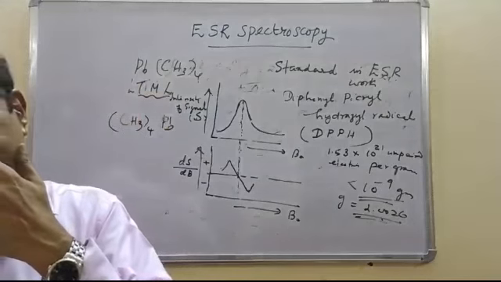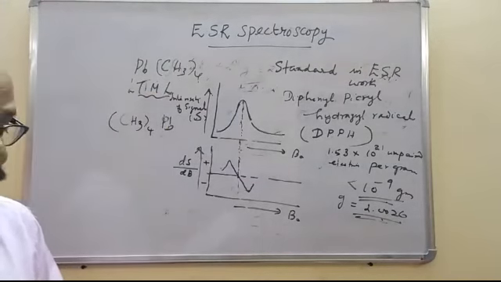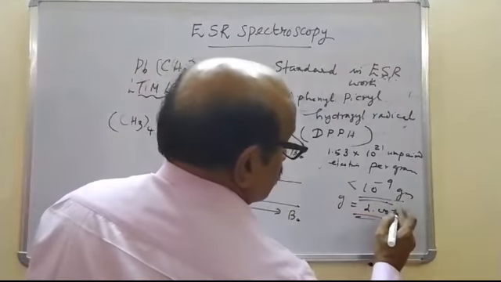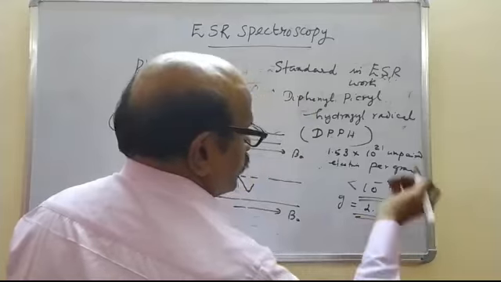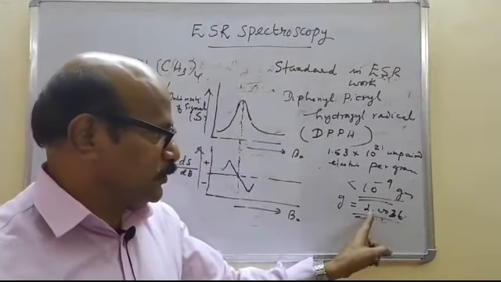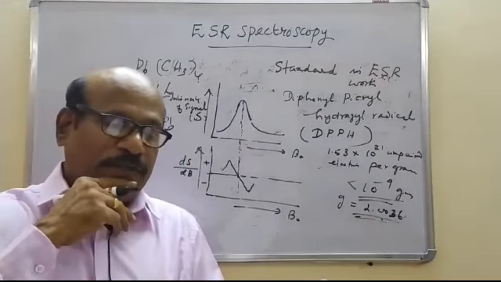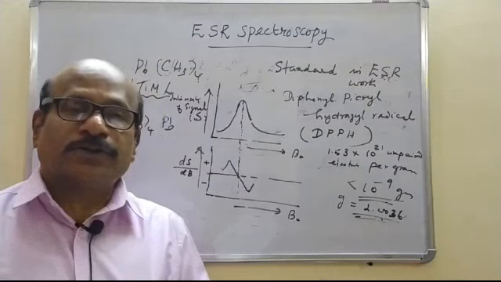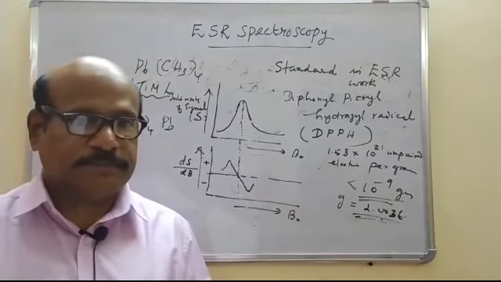Then again, you have to remember the problem: the G value of the free electron is not 2.0026 but 2.0036. Since the G value of most of the radicals is very close to this, DPPH cannot be used as such.